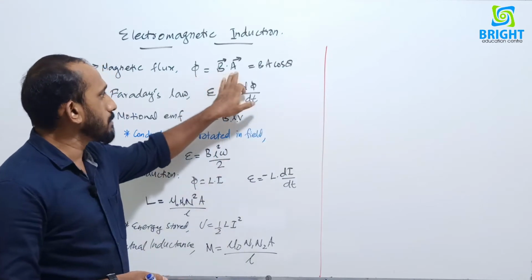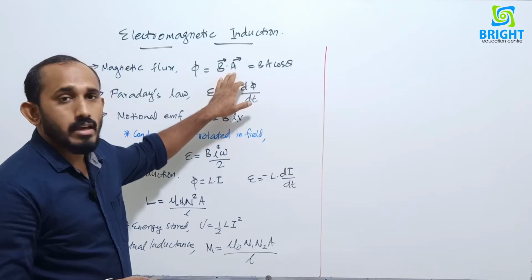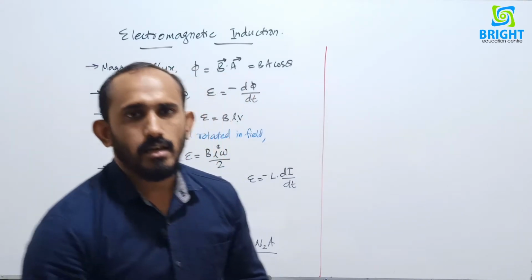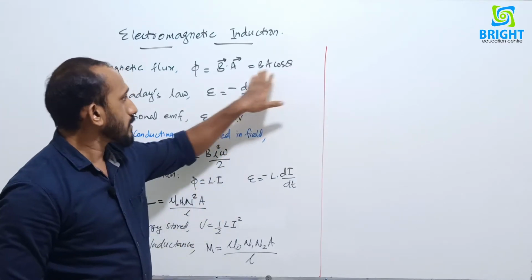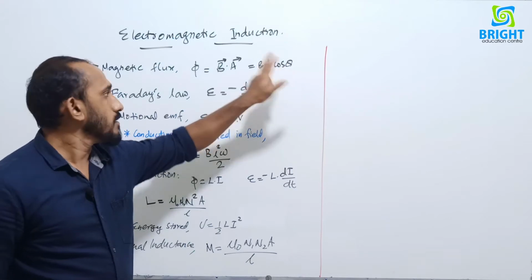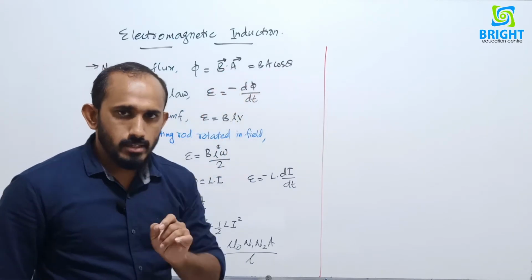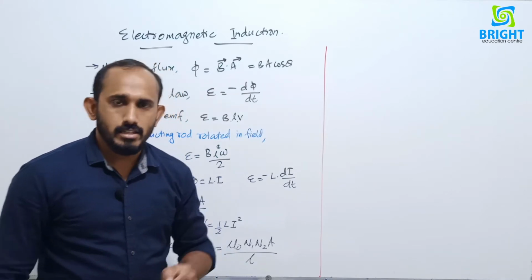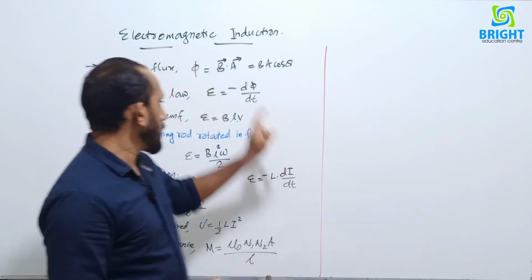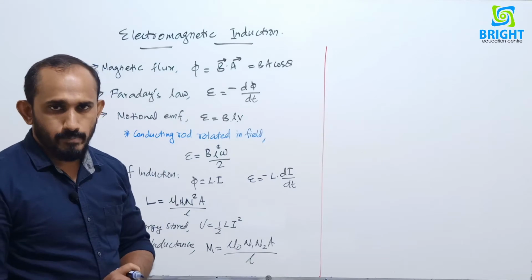Phi is equal to B dot A. B is the magnetic field intensity, A is the area vector. If there is an angle theta between A and B, then we can write phi is equal to BA cos theta, where theta is the angle between the area vector and the magnetic field. You should remember, the area vector always has a direction perpendicular to the plane of the surface. By using that concept, we can find the flux phi.